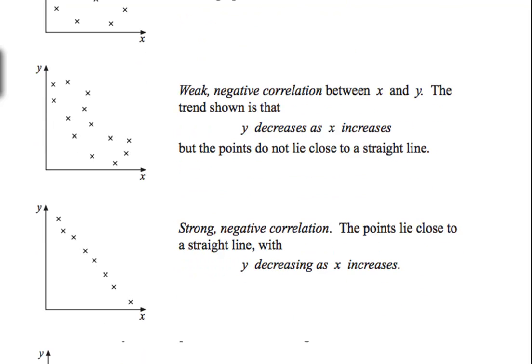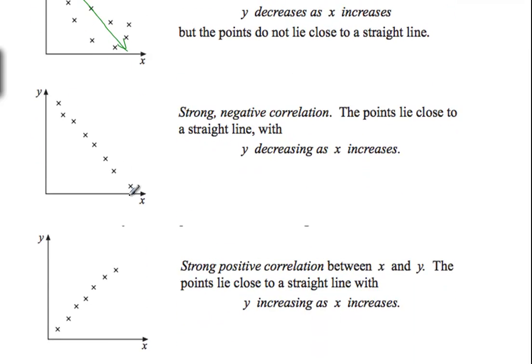Alright, if we look at the next one, there's some sort of relationship. It seems to be going down along there somehow, and we call this a weak negative correlation between X and Y. So Y decreases as X increases. That's a weak correlation because we have some up and down near this line, but they don't all follow a perfectly straight line.